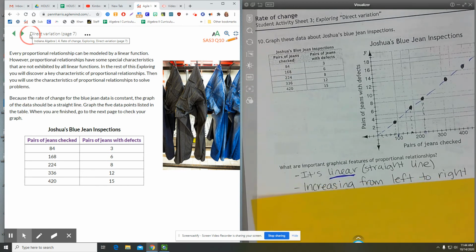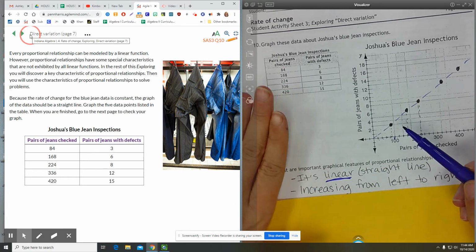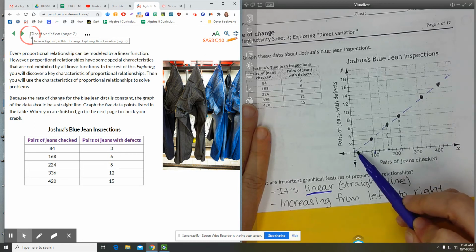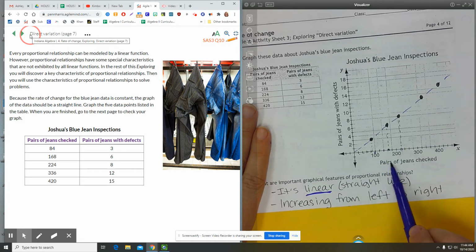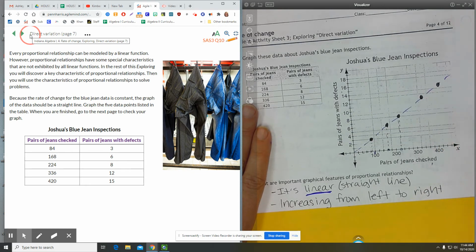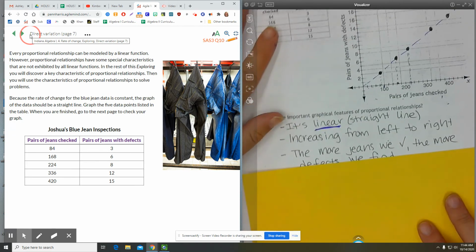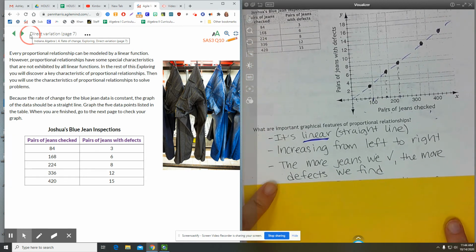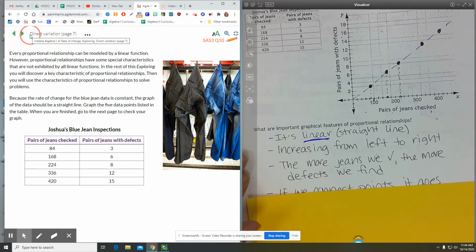All right. Going on. This graph is increasing from left to right. That's another thing I noticed. As my pairs of genes are checked, my number of defects increases. As the number of pairs checked increases, my number of defects. Again, Mrs. Stanton's way of saying the more genes we check, the more defects we find. Okay, guys, that's what's really happening there. Okay.